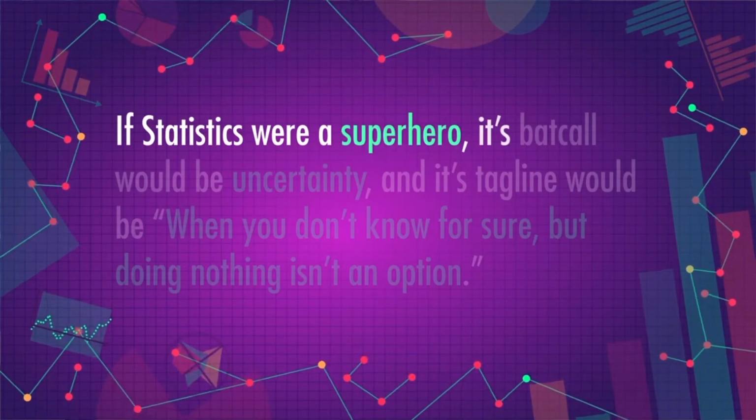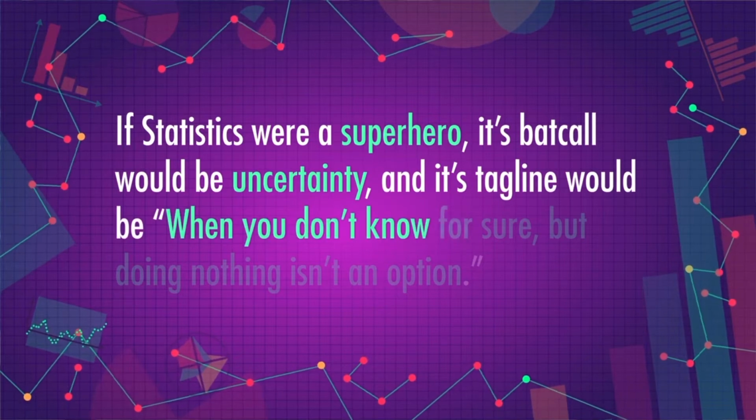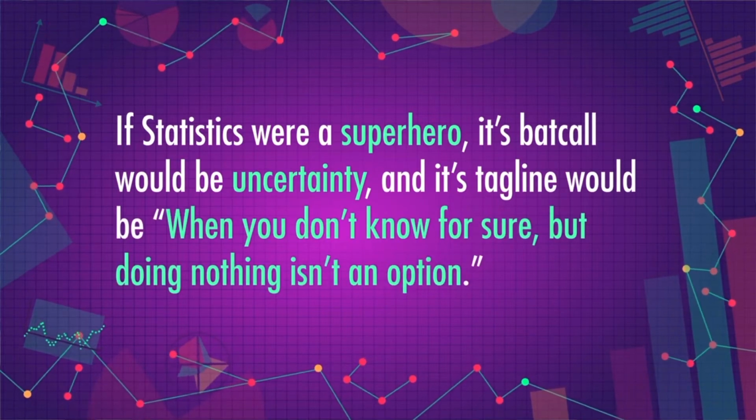With inferential tests, there will always be some degree of uncertainty, since it can only tell you how likely something is or is not. Your job is to take that information and use it to make a decision despite that uncertainty. If statistics were a superhero, its bat call would be uncertainty, and its tagline would be, when you don't know for sure, but doing nothing isn't an option.